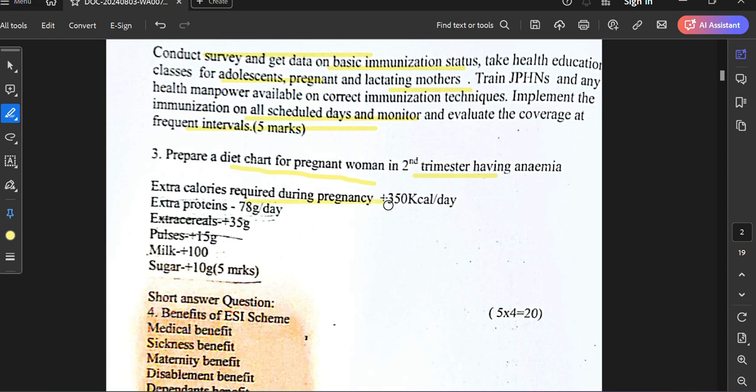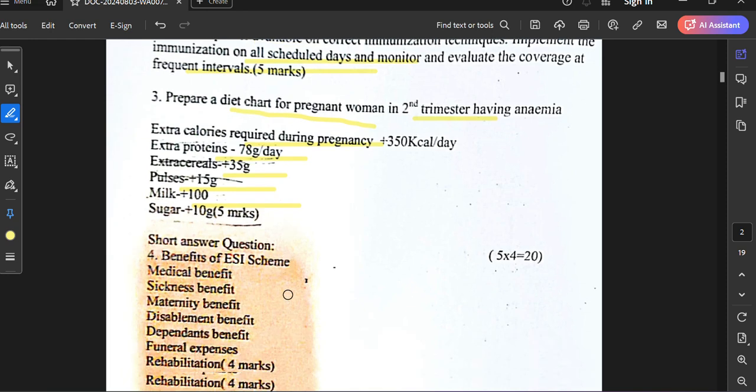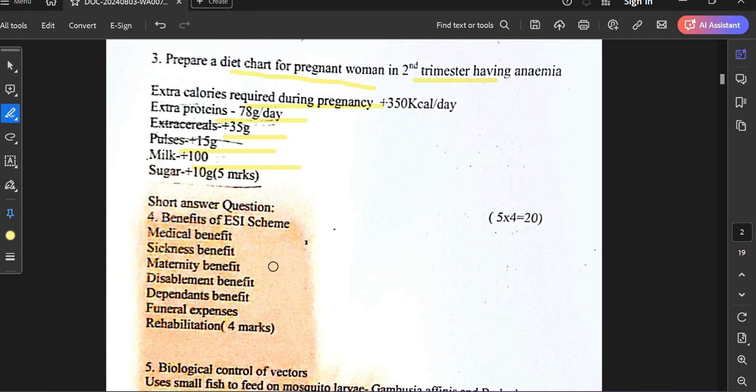The extra calories required during pregnancy are normal plus 350 kilocalories per day. Extra protein is 7.8 grams per day. Extra cereals is plus 35 grams. Pulses is 15 grams. Milk should be 100 grams. Additional sugar should be extra 10 grams. In such a way we have to write.